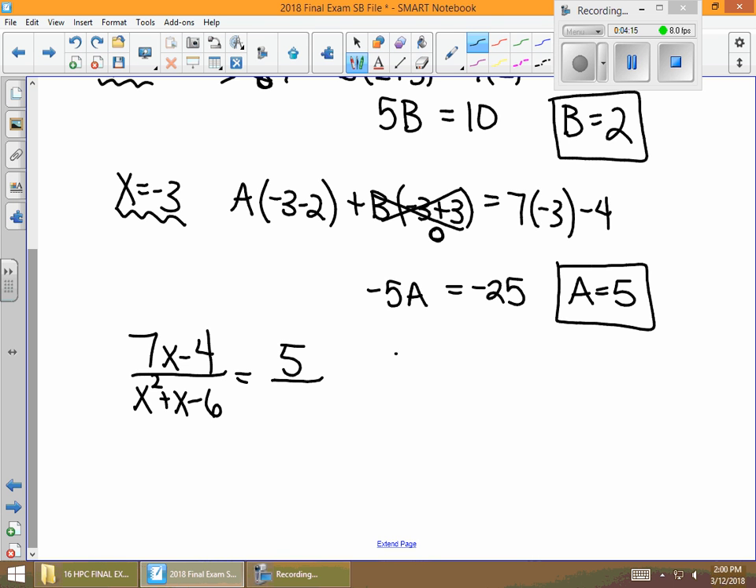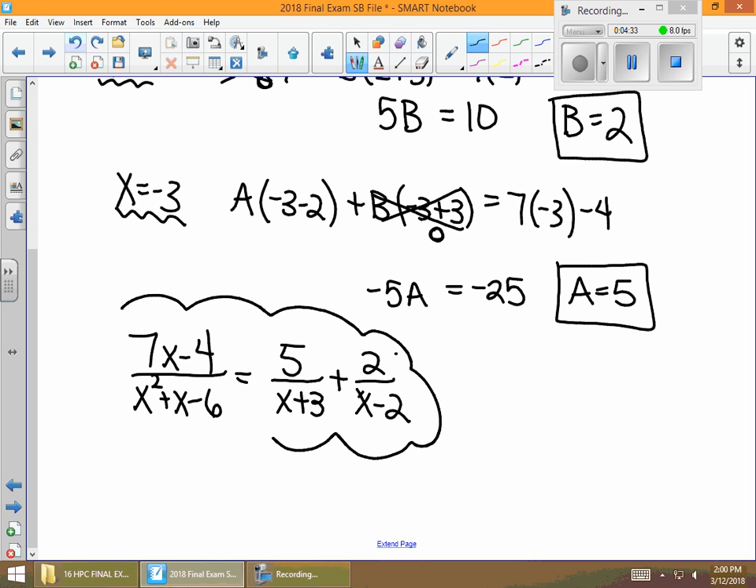5 over x plus 3, plus 2 over x minus 2. And you can double check that, and you can double check 2 ways. You could graph your original and your answer together. They should make the same graph. You should see just one graph right on top of the other.